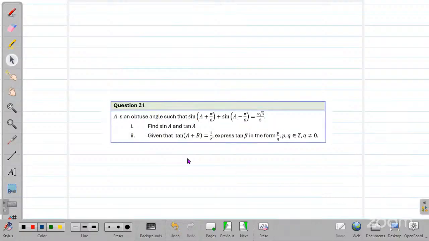So A is an obtuse angle such that sine of A plus pi by 6 plus sine of A minus pi by 6 is equal to 4 root 3 divided by 5. Find sine A and tan A. And given that tan A plus B is equal to half, express tan beta in the form P over Q. I think from this problem it means tan B, because we just have A and B over here.